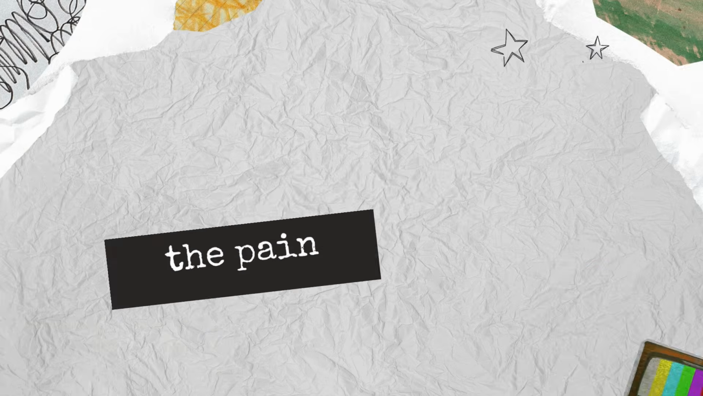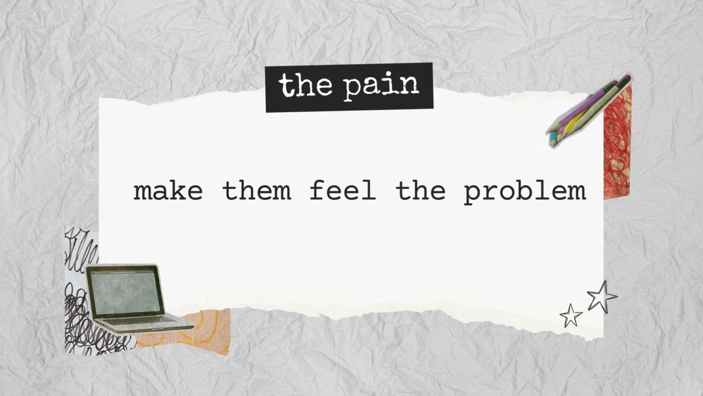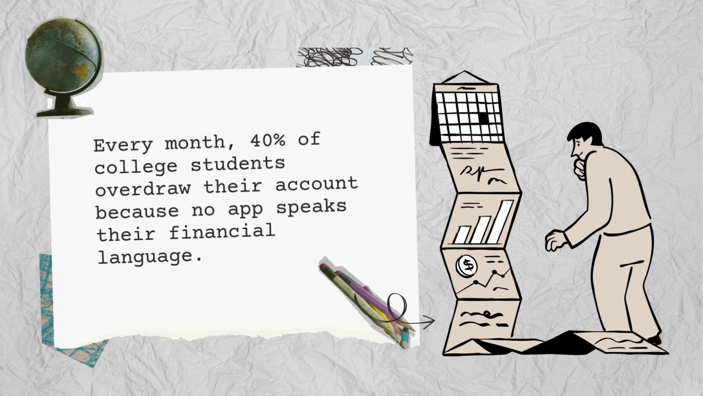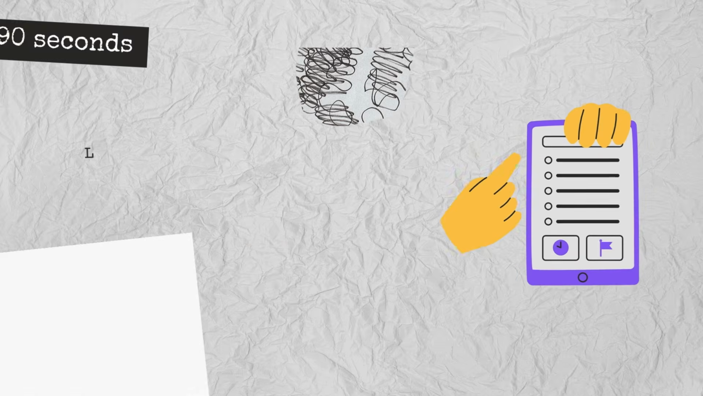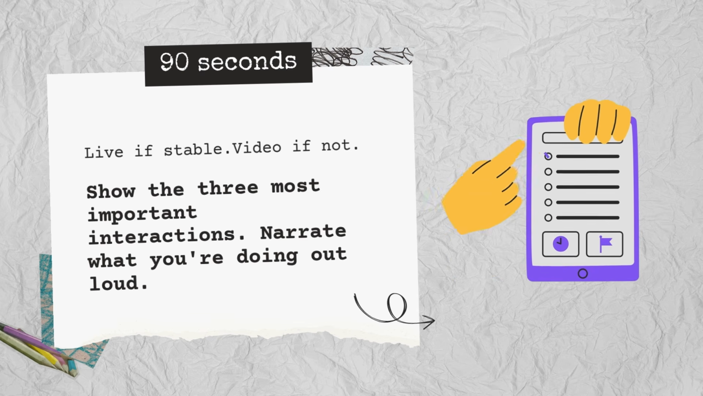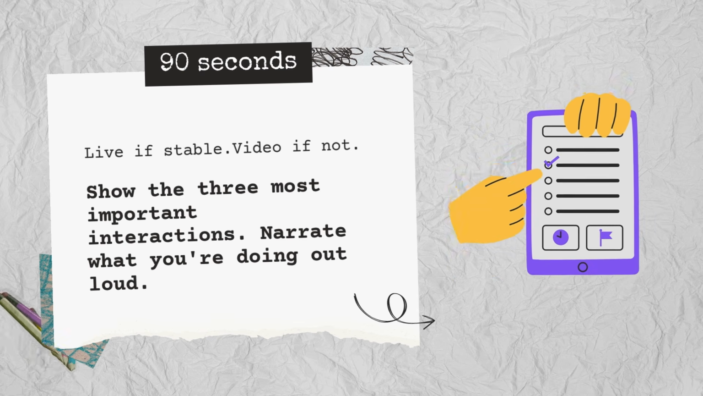Beat one, the pain. One sentence. Make them feel the problem. Every month, 40% of college students overdraw their account because no app speaks their financial language. Beat 2, the demo. 90 seconds live if stable, video if not. Show the three most important interactions. Narrate what you're doing out loud.